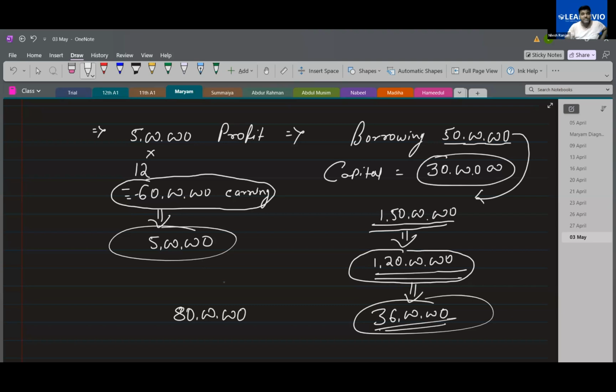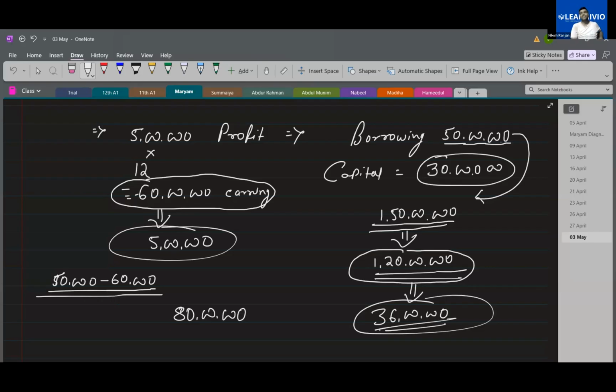Now he's running the business, but now his earning is only 50 to 60,000 per month. That's sad, the business broke. So that is what happens when you take very high borrowing.